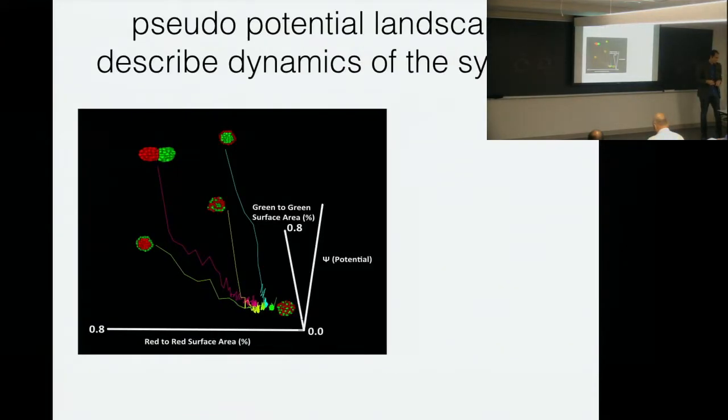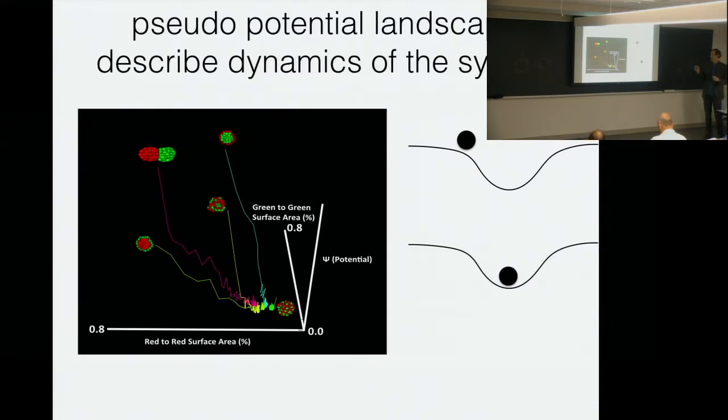So we try to introduce this idea of a pseudo-potential landscape, where on the XY plane is the morphospace, and the Z-axis is this pseudo-potential. The speed at which these two are changing is giving an idea of how far from equilibrium we are. So we can map the shape of the energy landscape by starting from different initial conditions and relaxing the system to the stable state.